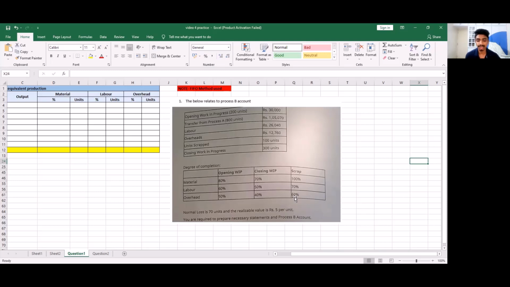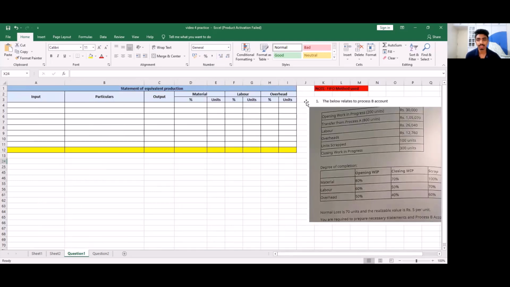Over here, our necessary statements are statement for equivalent production, statement of equivalent cost per unit, statement of evaluation, and finally, as requested, the process account. Always before starting the question, we write a note mentioning which method we use to solve this question. In this question and in today's video, we are going to be using the FIFO or first in, first out method. So I have mentioned this as a note right here.